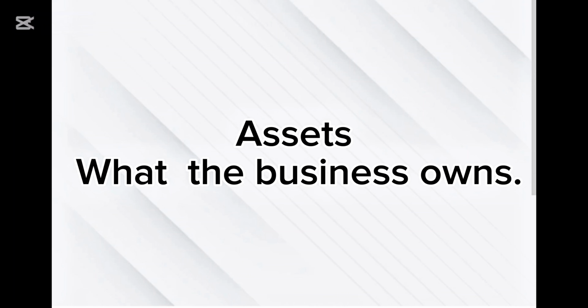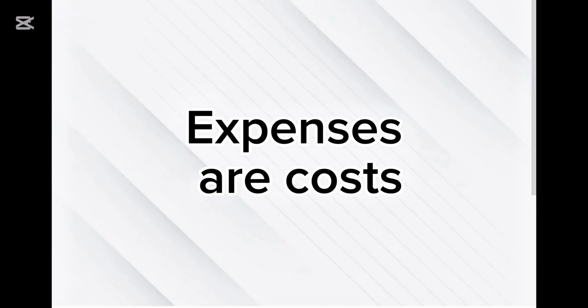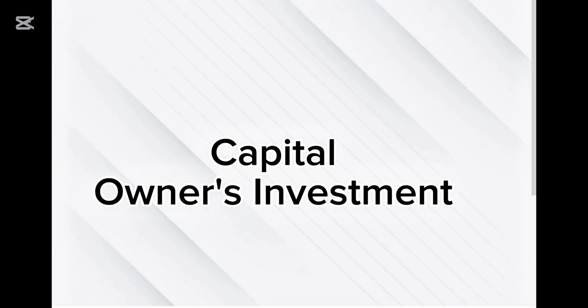Before we end, let's review the main terms we discussed today. Assets are what the business owns. Liabilities are what the business owes. Expenses are costs. Revenue is income. Capital is the owner's investment. These basic terms will help you understand accounting better as we move forward.